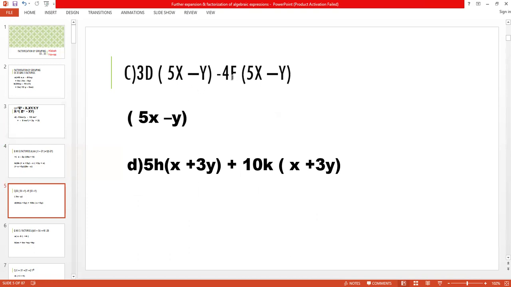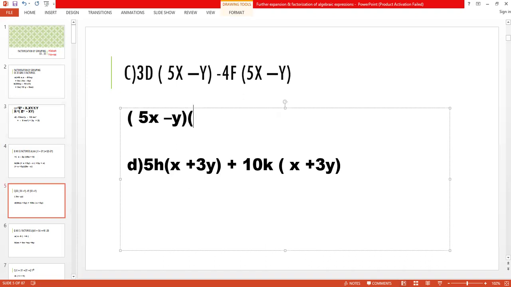Again, minus 4f, 5x minus y. Look at the bracket, the bracket is the same. So first we have to take the common factor, bracket 5x minus y. Okay, then we have to put another bracket here. We have to write 3d, and here we have to write minus 4f. So we just have to take the common bracket and write the remaining elements. In this way, we factorize this part C.